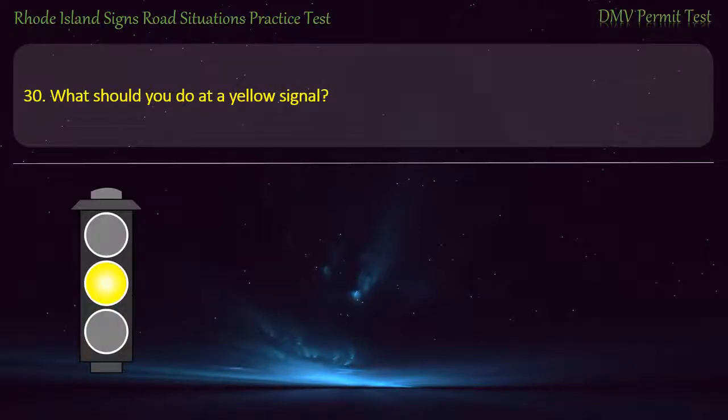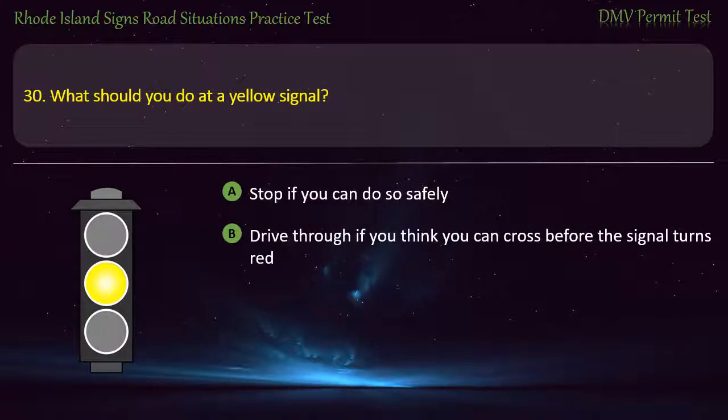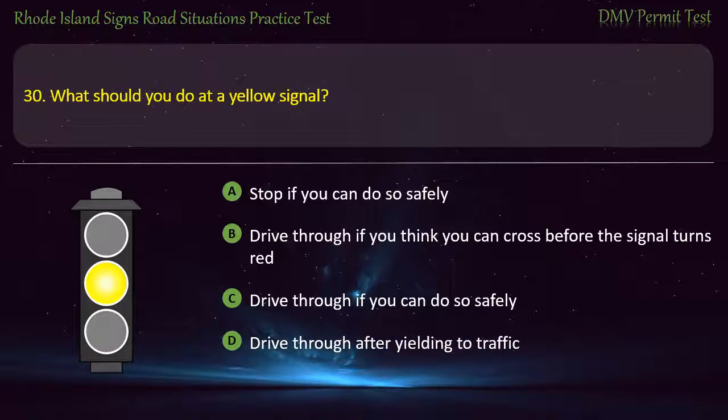Question 30. What should you do at a yellow signal? Stop if you can do so safely. Drive through if you think you can cross before the signal turns red. Drive through if you can do so safely. Drive through after yielding to traffic. Answer. Stop if you can do so safely.